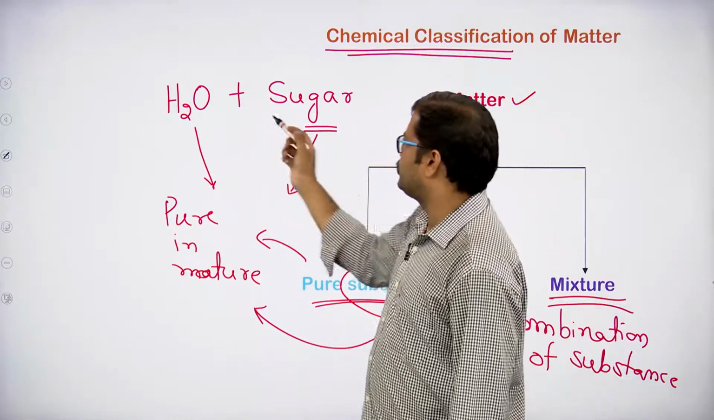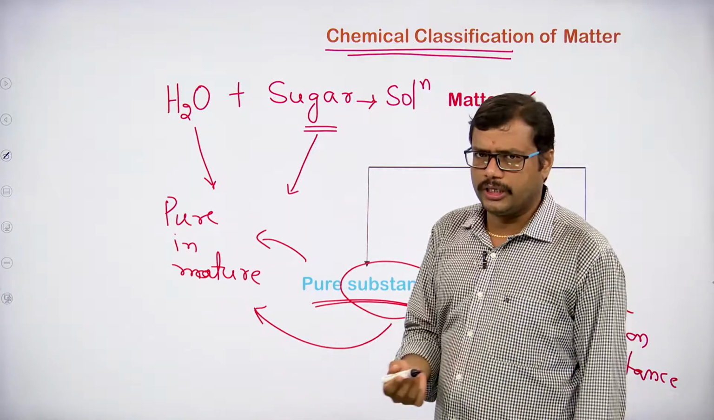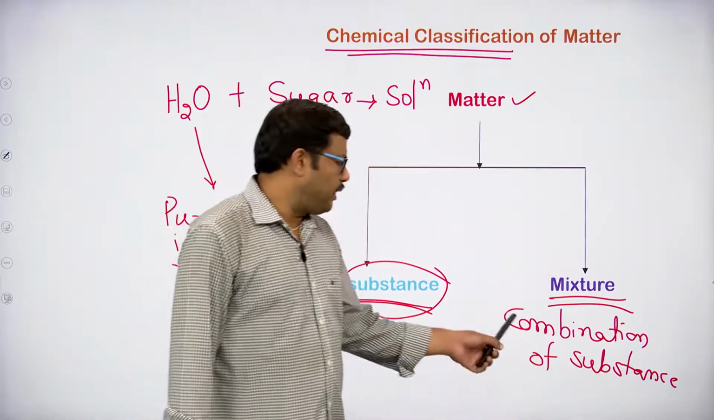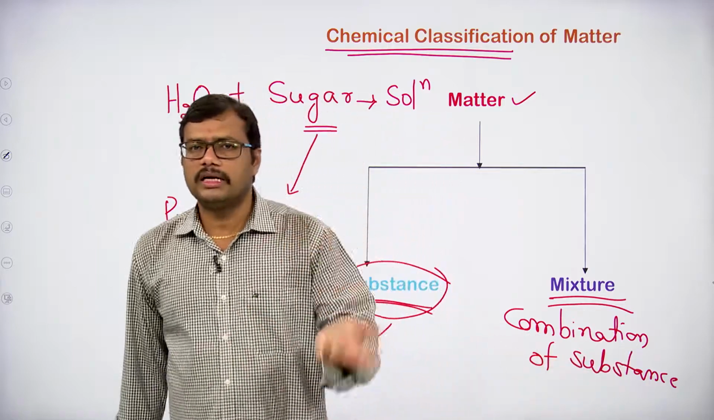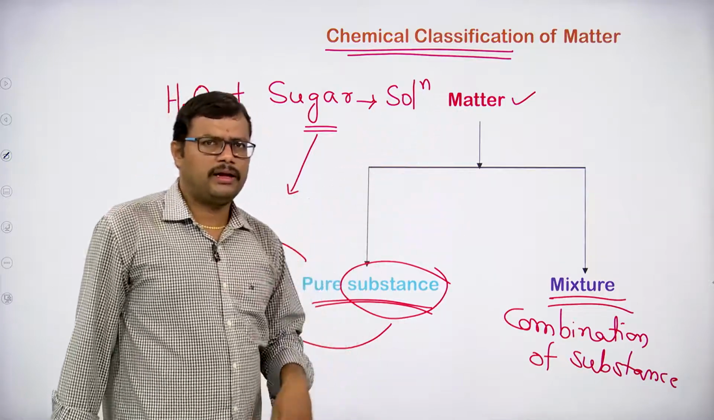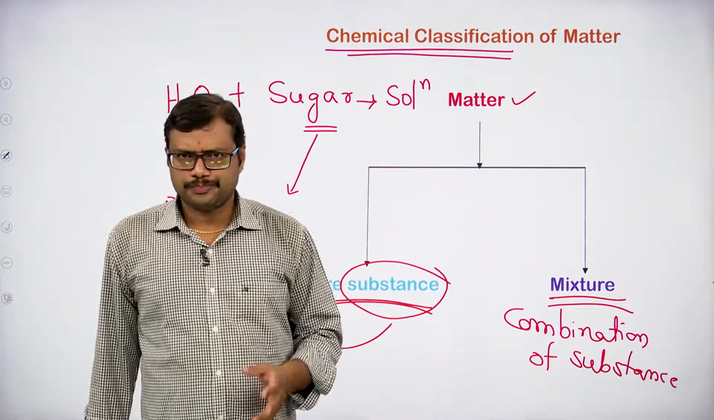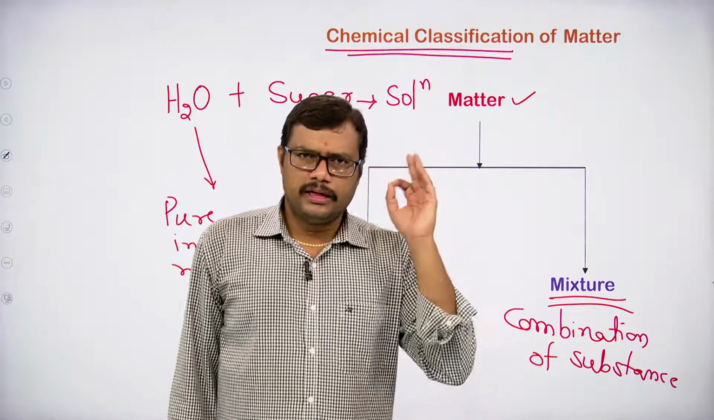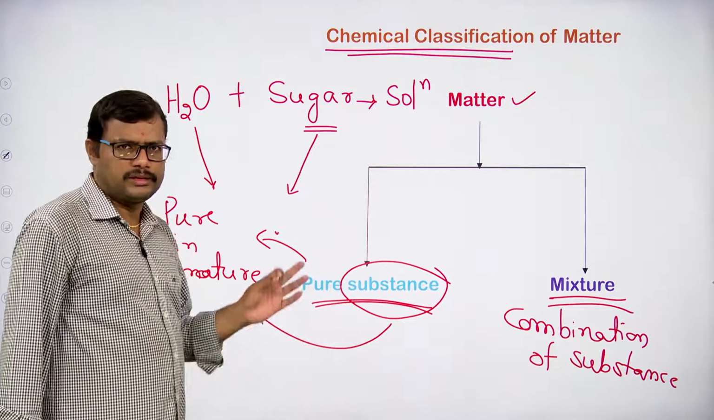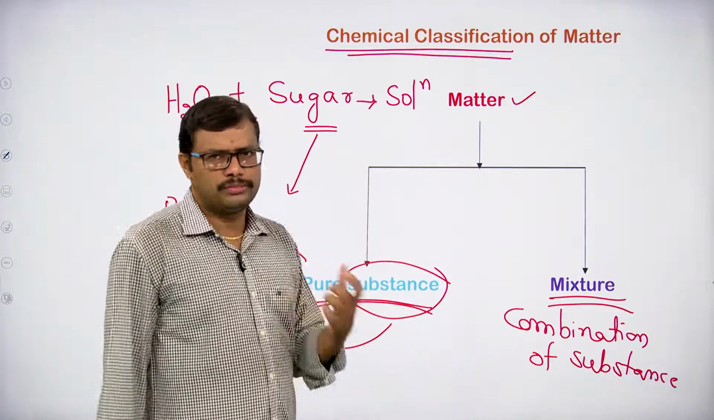So, when I combine these 2, what am I going to get? I am going to get a solution. What is that? Sugar solution. In that case I have sugar as well as water. So, the combination of pure substances results in the formation of a mixture, okay. In nature, matter can be taken in terms of pure substances or in the form of a mixture. Pure substance means it should be completely pure, with no contamination and no impurity in that particular substance.